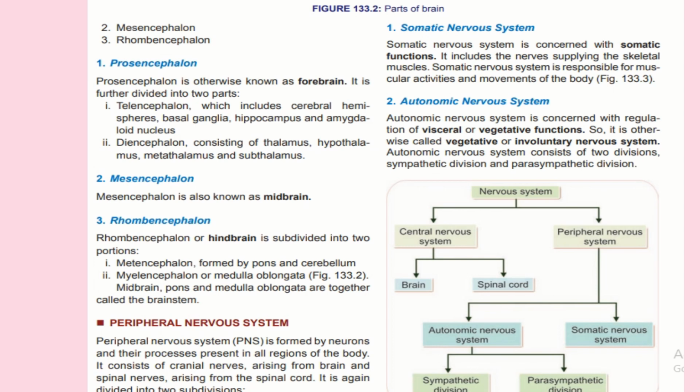Then we have autonomic nervous system. Autonomic nervous system is concerned with regulation of visceral or vegetative function. So, it is otherwise called vegetative or involuntary nervous system. Autonomic nervous system consists of two divisions, which are your sympathetic division and parasympathetic division.